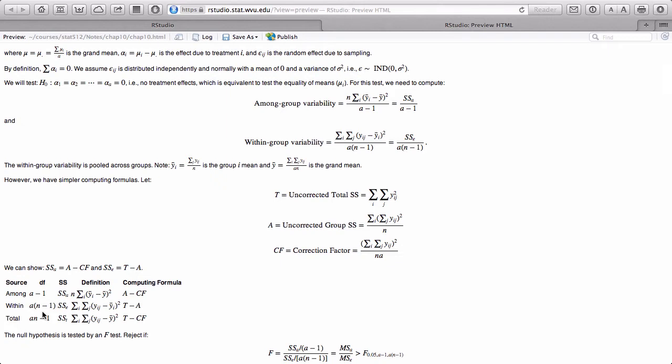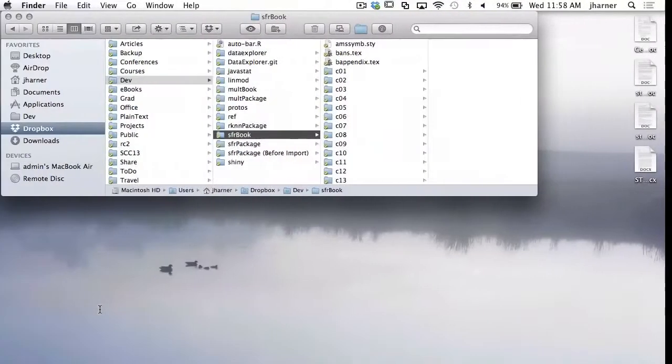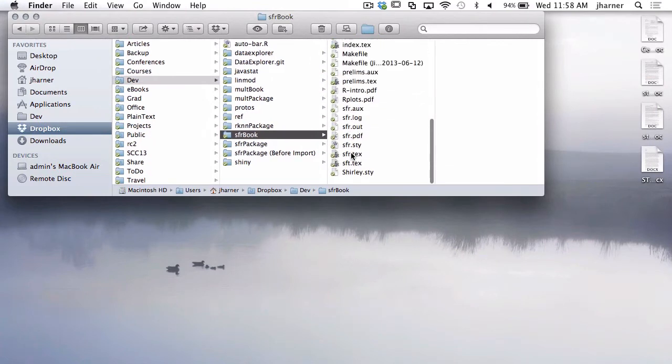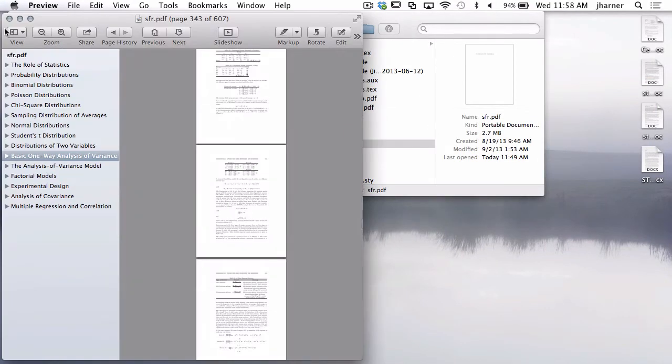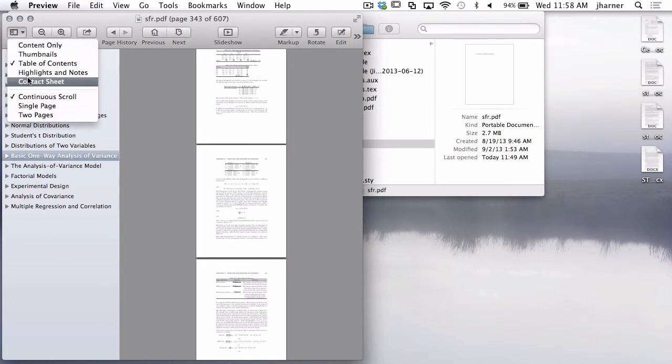But the among, again, is like doing a variance on the means, and in that case we divide by a minus 1. And so we have a minus 1 degrees of freedom. So here are the formulas we give. Those are computing formulas. If you look at the book, did I close the book? Maybe I should leave it open. There are some useful things in here.